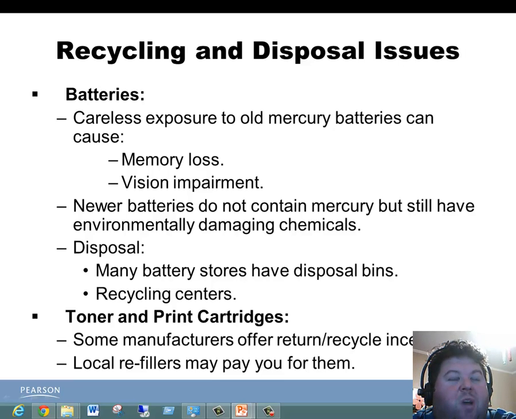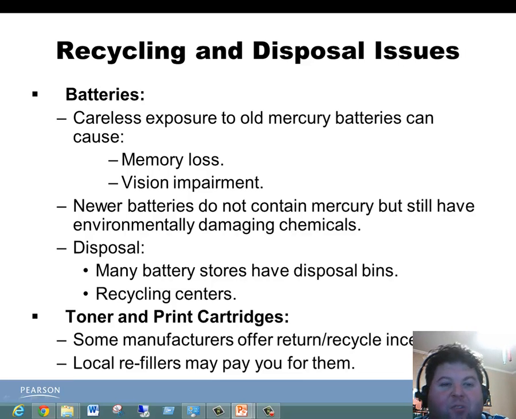In addition to knowing about MSDS, something else you need to be aware of is that you can't just throw everything away, especially some of the older equipment. Some batteries, especially old batteries, have mercury in them, and mercury can lead to memory loss and vision impairments. Newer batteries don't contain mercury, but they still have some environmentally damaging chemicals in them. So you are technically not supposed to throw a battery in the trash can.